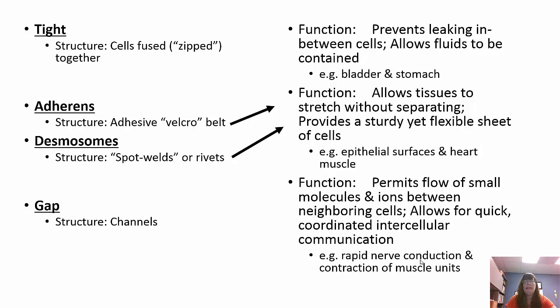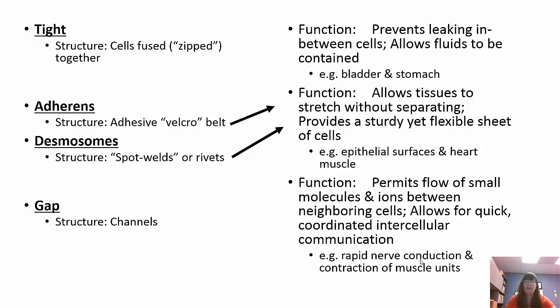Adherens are like a Velcro belt, so they're adhesive. They basically allow tissues to stretch without fully separating. So if you think of any kind of Velcro that you've seen, how it zips and unzips kind of, that's an adherens junction. So you have some movement without complete separation.